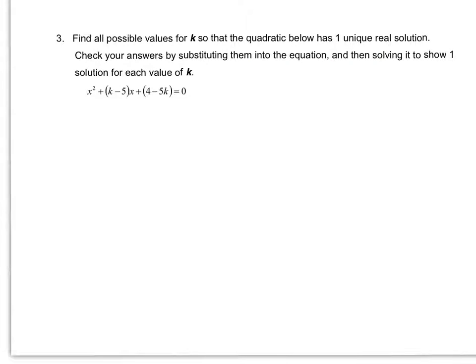All right, the last example here. Find all possible values of k so the quadratic below has 1 unique real solution. Check your answers by substituting them into the equation and then solving it to show 1 solution for each value of k. All right, so 1 solution means that my b squared minus 4ac has to equal 0. So this is kind of a problem-solving question because we haven't done this before. So I'm going to let you think about this one.